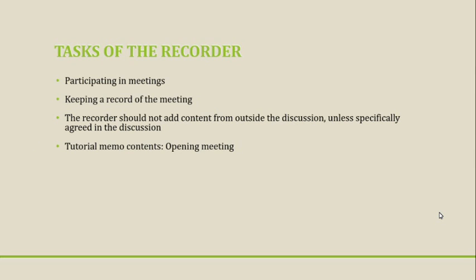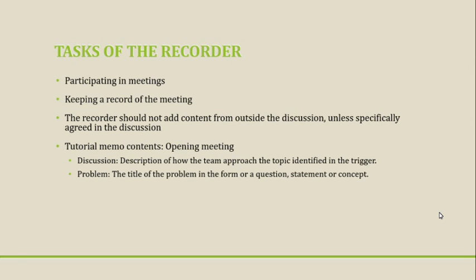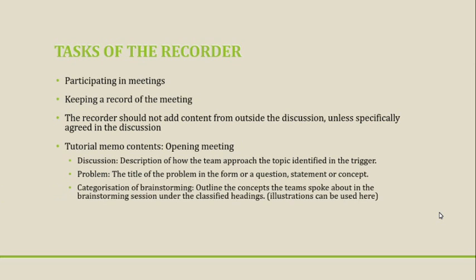The tutorial memo contents for the opening meeting should contain a discussion, a description of how the team approach the topic identified in the trigger or the problem statement. Problem. The title of the problem in the form of a question, statement, or concept. A categorization of the brainstorming. Outline the concepts the team spoke about in the brainstorming session under the classified headings. Illustrations such as concept maps can be used here.